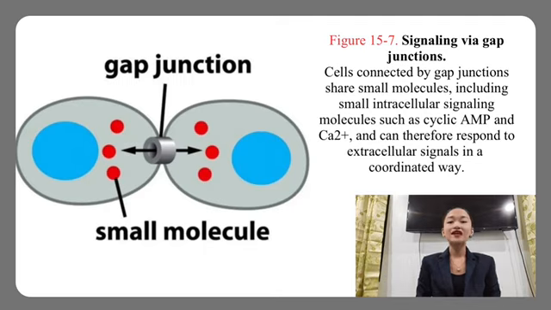So, when one cell receives an extracellular signal, that message can quickly spread to the neighboring cell through the gap junctions. This allows both cells to respond together in a coordinated way.